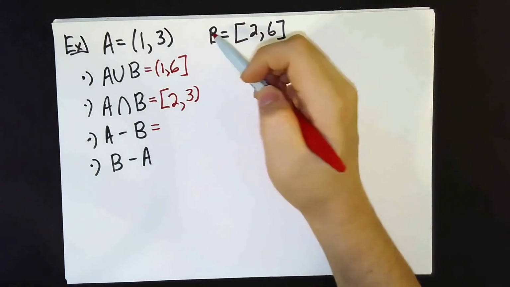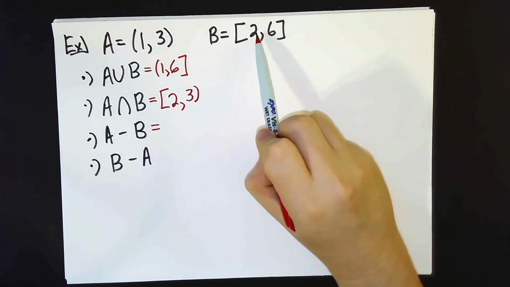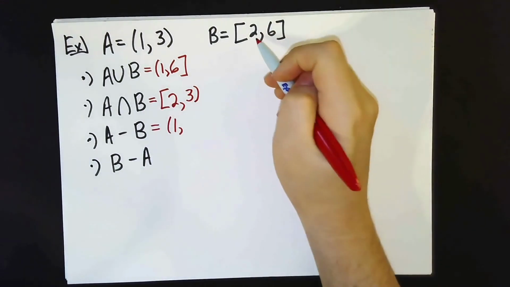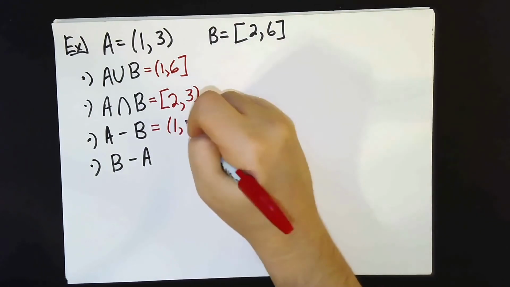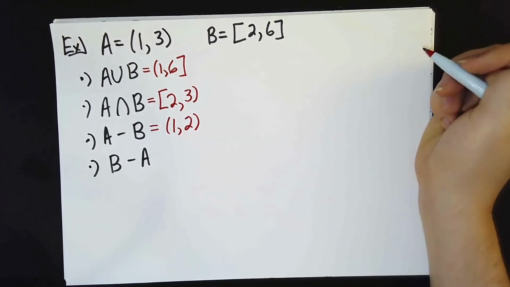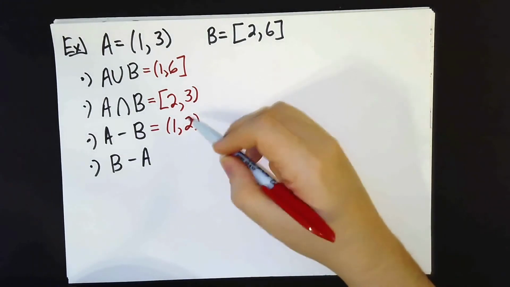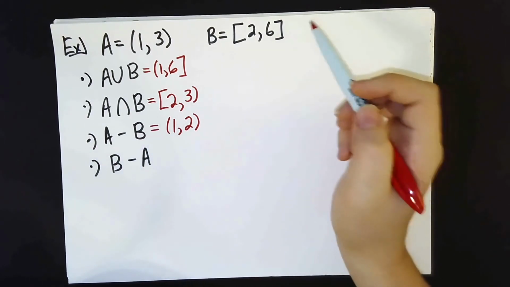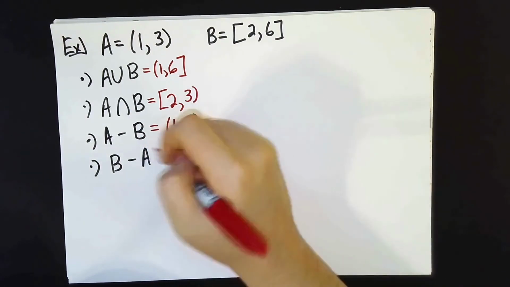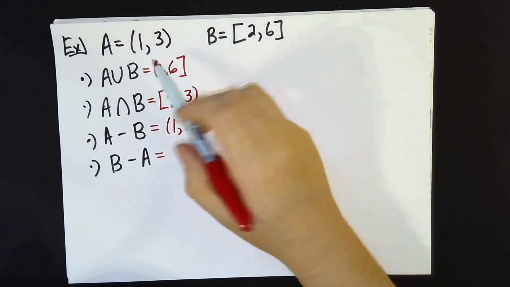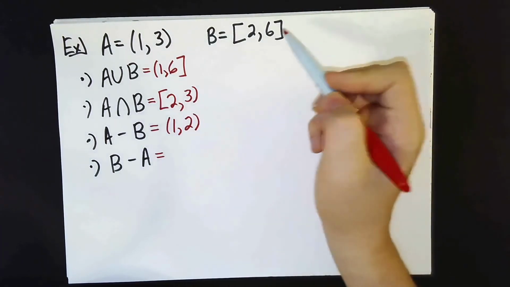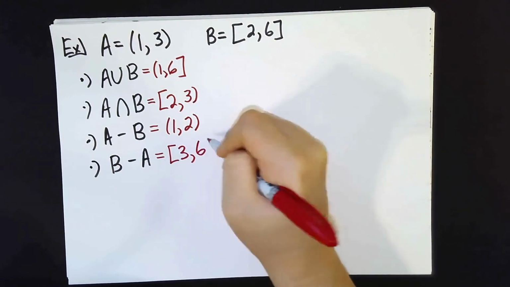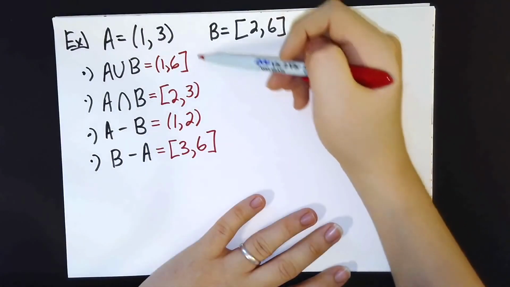A minus B. This is everything in A that's not in B. 1 up to... and then I'm going to knock out 2. So this is still going to be an open parenthesis over here, because 2 is not included in A minus B. And then B minus A, here I'm going to take away everything up to, but not including 3. So 3 actually is in B minus A. And so I will get here 3, 6. So these are our answers here.